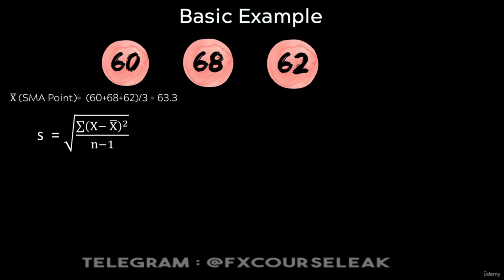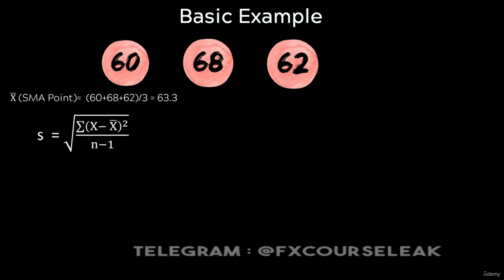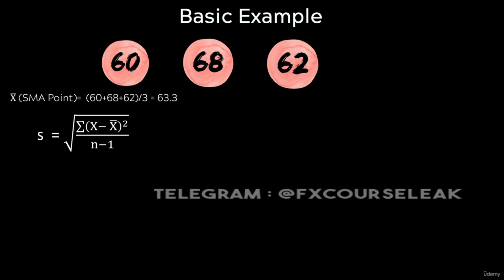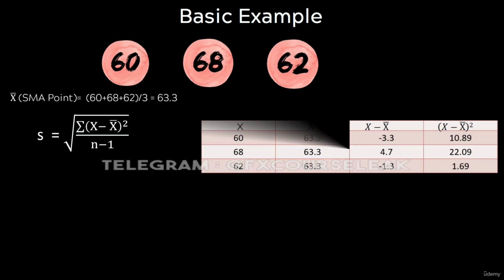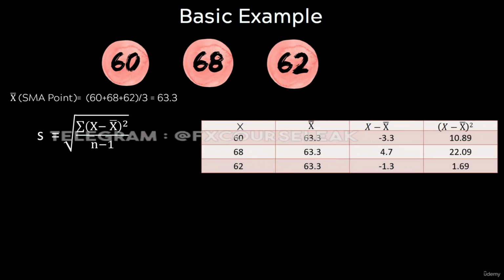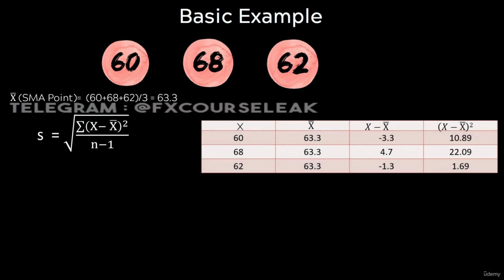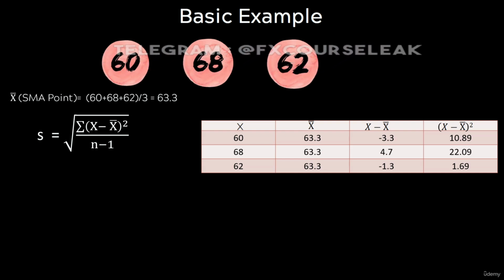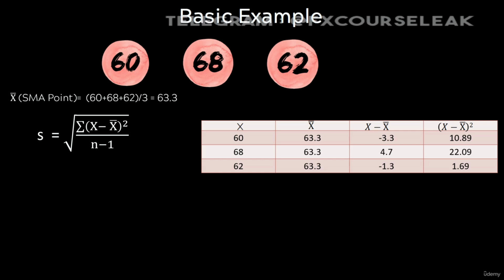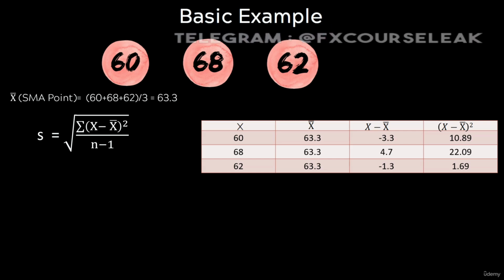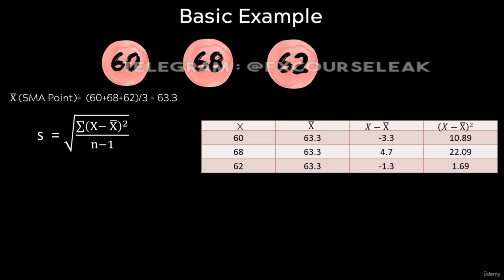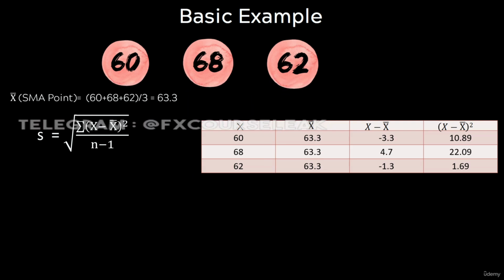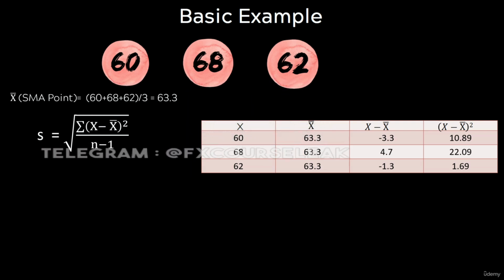Then next, to get the value of standard deviation, you begin by inserting each of the values of your simple moving average and repeating the formula of standard deviation as we have seen earlier. Now the calculation becomes easier when we see this table. Just write down the values of x, that is 60, 68 and 62 in this first column. Then in the next column we will put x bar for the values of x, which we have already found as 63.3. In the next column we will find x minus x bar and finally we will square this in the last column.